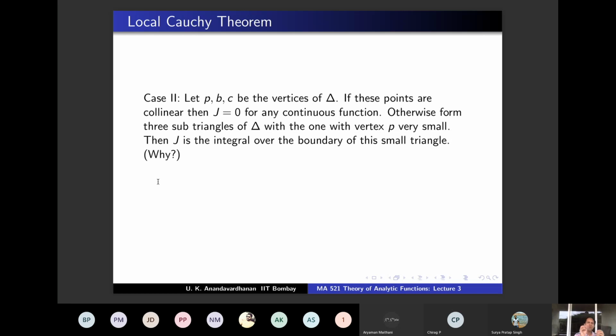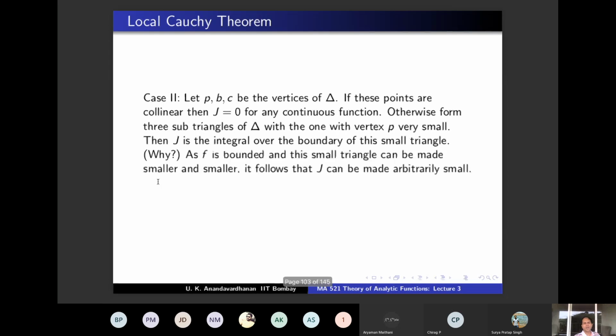So it is this thing. Now what you can do is this small triangle can be made smaller and smaller. Bring X and Y nearer to P. So the integral over this triangle, its modulus will be less than or equal to something, since F is bounded, right? Because it's a continuous function on a compact set. So F is bounded, and as the length of the boundary decreases, modulus of J can be made arbitrarily small again, and that finishes case 2.